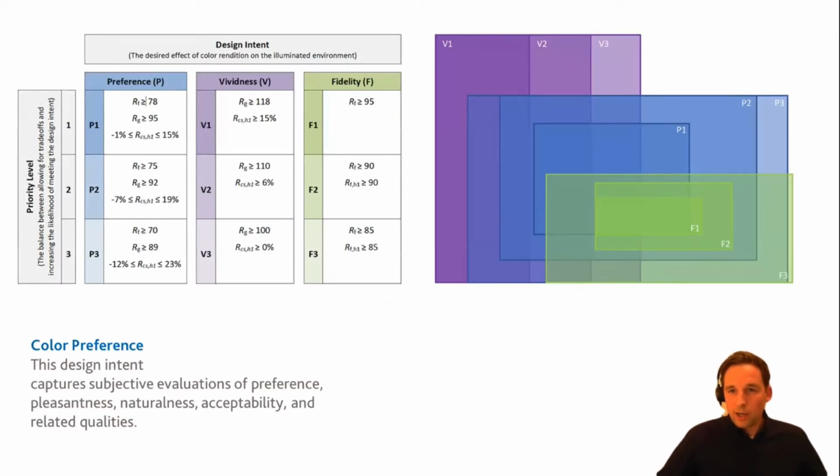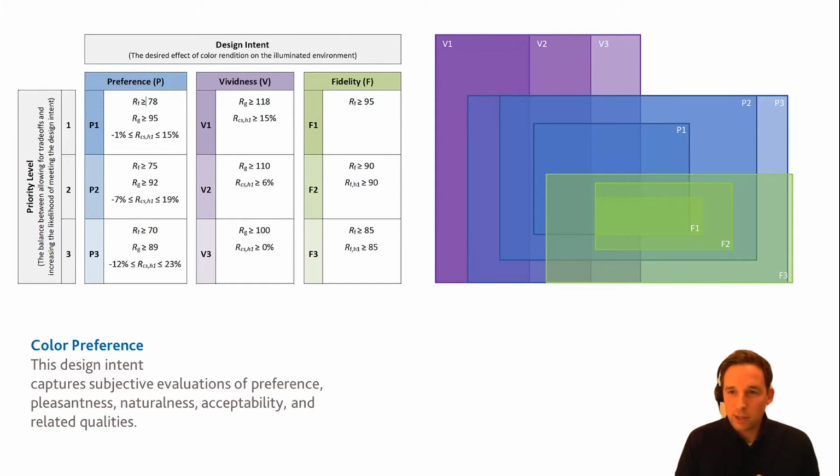What we're looking at here is the information that they give you within TM-30-20 to help you specify. It looks crazy, it looks complex, and it looks really difficult to understand. However, after we've been through this, I hope you will have a very good understanding of how to use this. It does take a little bit of getting your head around, but this gives you the basics that you need to understand it. So what we're looking at here is the three design intents.